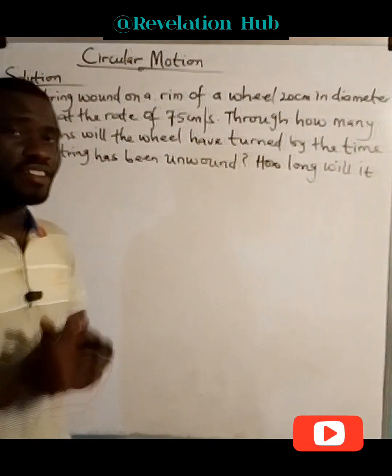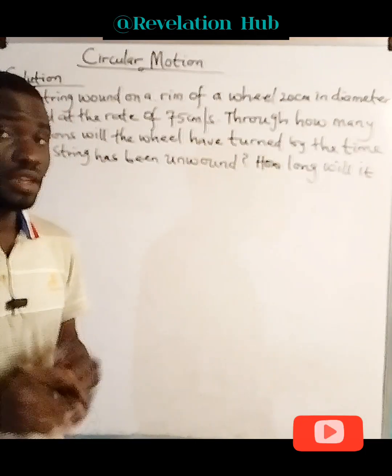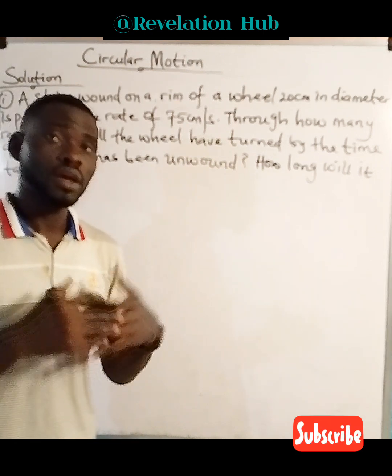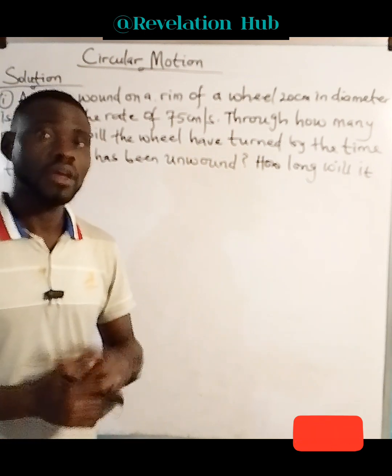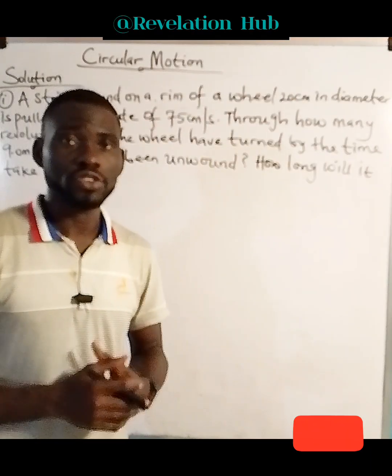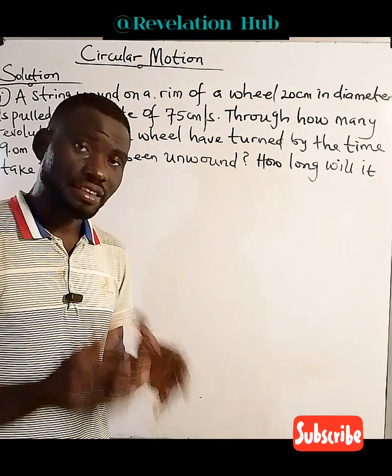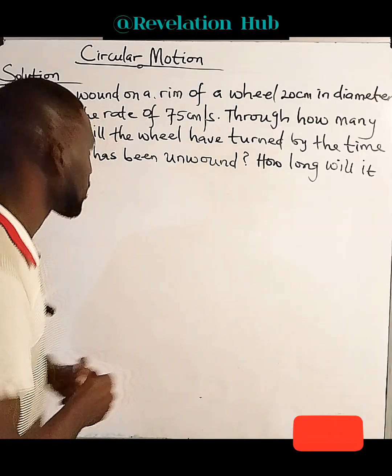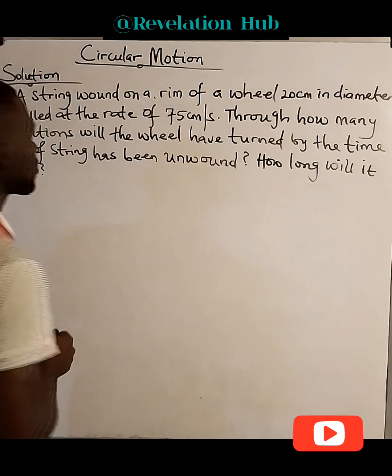So this question is a typical circular motion question, and it's very simple. All we need are our major formulas. Don't forget, if you've not seen the previous lessons, you may find it quite challenging to solve this question. So you need to go and see the previous lessons and the formulas for you to understand how to solve this. So first of all, let's understand what they're trying to tell us.